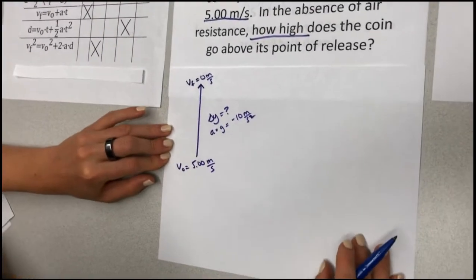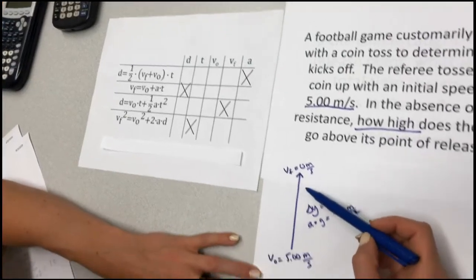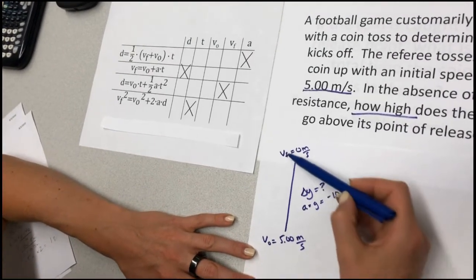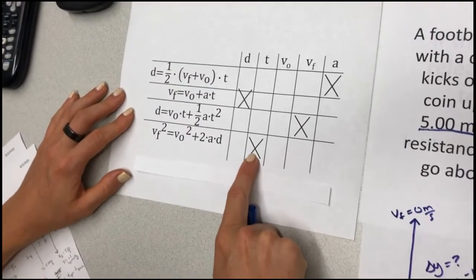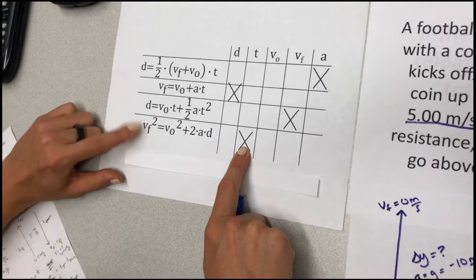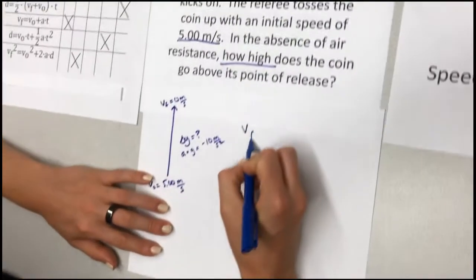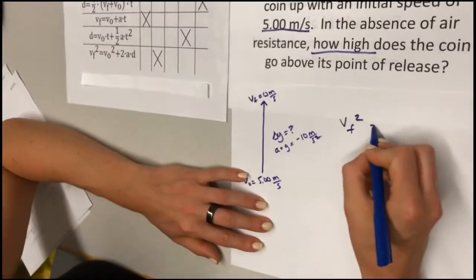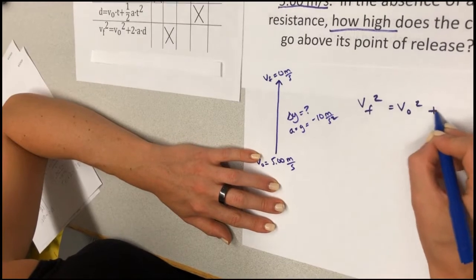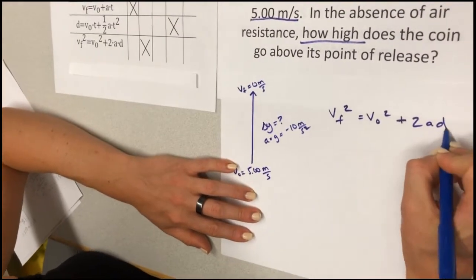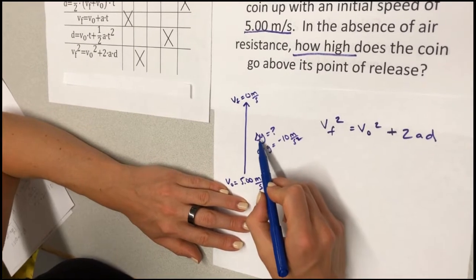Okay, so let's figure out which equation we're going to use. Well, the variable missing out of these ones is time. So as I come over here, this one is the one that doesn't have time. So we're going to use this equation. I'm going to go over here and start writing this down. vf squared equals vi squared plus 2ad.